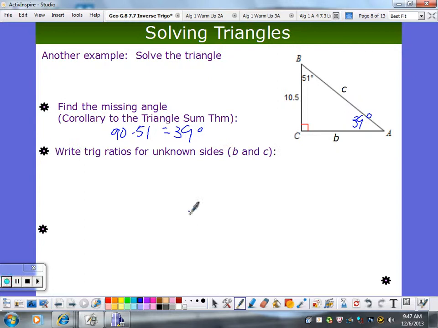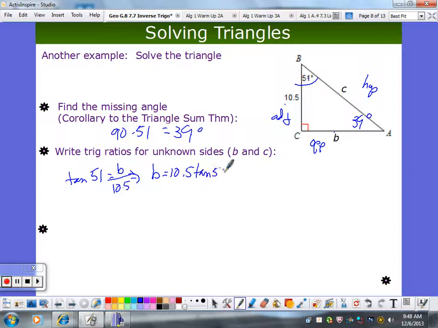Now, write trig ratios for these unknown sides. So now I have the angle. Again, use this given angle. Don't use the one you calculated in case you calculated wrong. I'm going to use this angle to find B. I know an opposite and I know an adjacent, so that's a tangent. So tan 51 is going to be my opposite, B, over 10.5. So that means that B is 10.5 times tan 51.